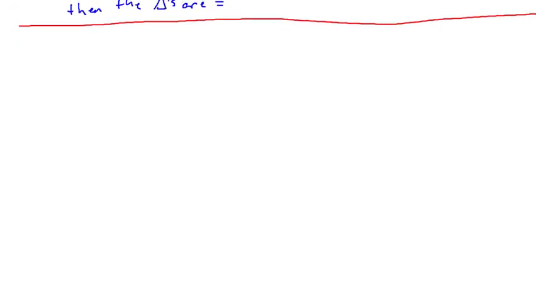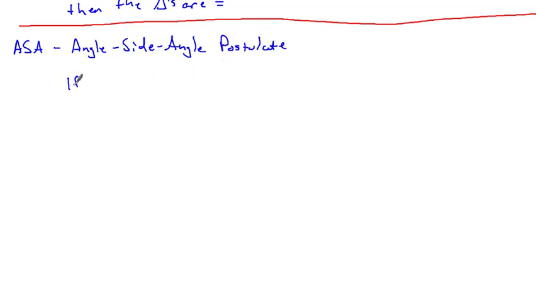All right, so we've got three more. The next one is ASA, angle, side, angle postulate. And it says if two angles and the included side are congruent, then the triangles are congruent.